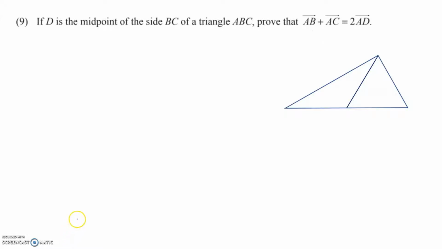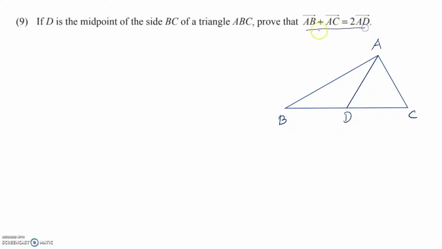Hi guys, this is a continuation of our previous video where we solved the first 8 problems. Now we will continue to solve the next 4 problems in the exercise. So here we are given, if D is the midpoint of the side BC in a triangle ABC, let's define this as our triangle A, B and C, and D is the midpoint of BC. Prove that AB plus AC is equal to 2AD.